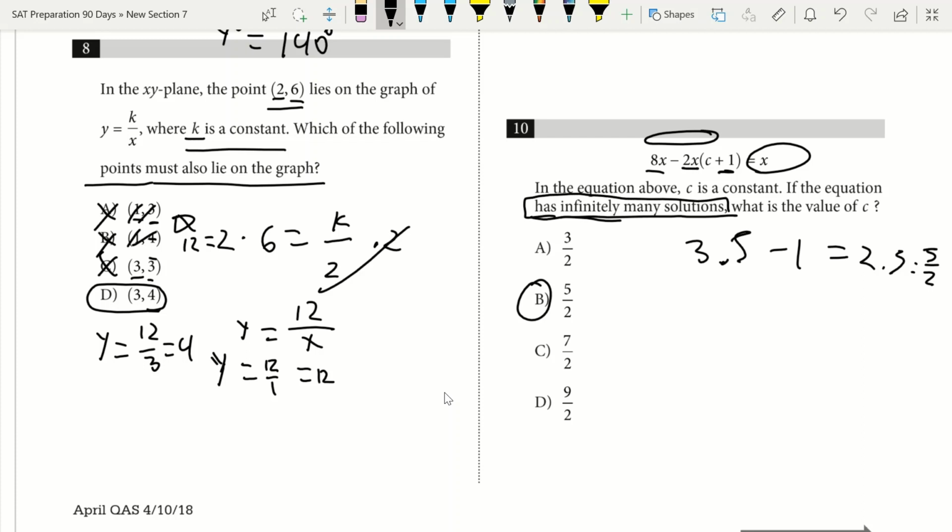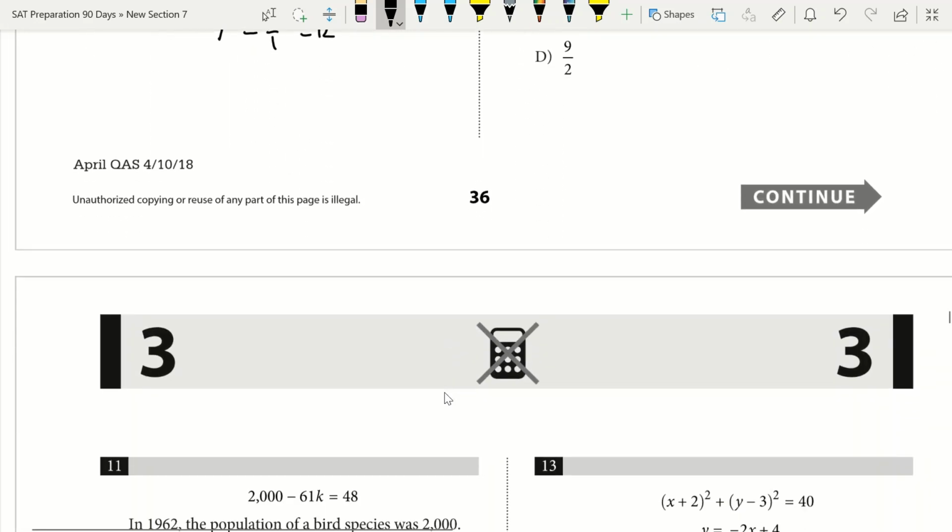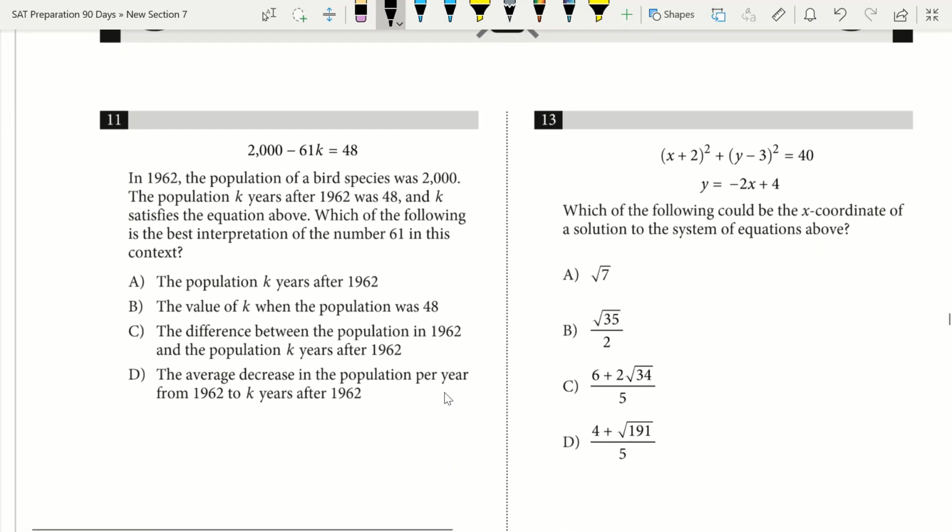Well, x has to equal x then. So 8x minus 7x is going to leave us with x. Therefore, we know that this 2x times c plus 1 is going to have to give us 7. We know that 2x times 3.5 gives us 7, but we have a plus 1 here. So we want to subtract 1 from 3.5, and we get 2.5. So really the big thing there is understanding that infinitely many solutions means we have to have equivalent equations.